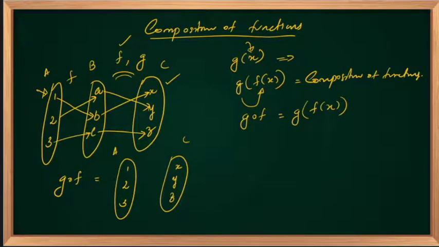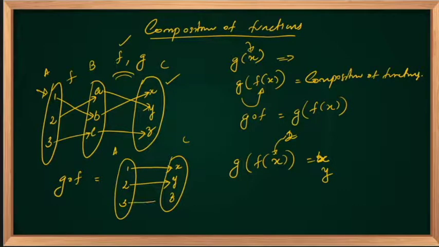Now what is g composition f? That is g of f of x. So if you give 1, f of 1 will be b, and g of b will be x. So I can say that 1 is mapped to x. If I give 1 as input, the output will be x. If I give 2 as the input here, then the output will be y, because 2 is mapped to a and a is mapped to y. Similarly, if I give 3, I will be getting the answer as z. Okay, so this is g composition f.